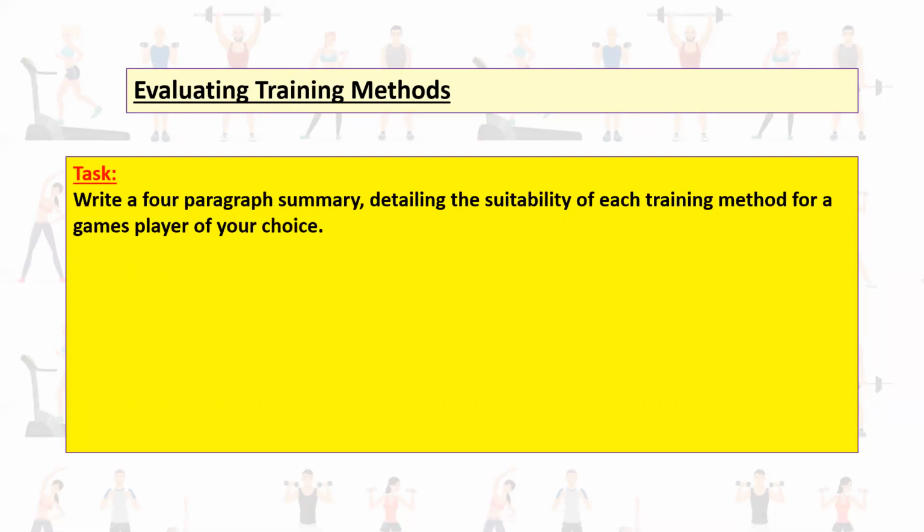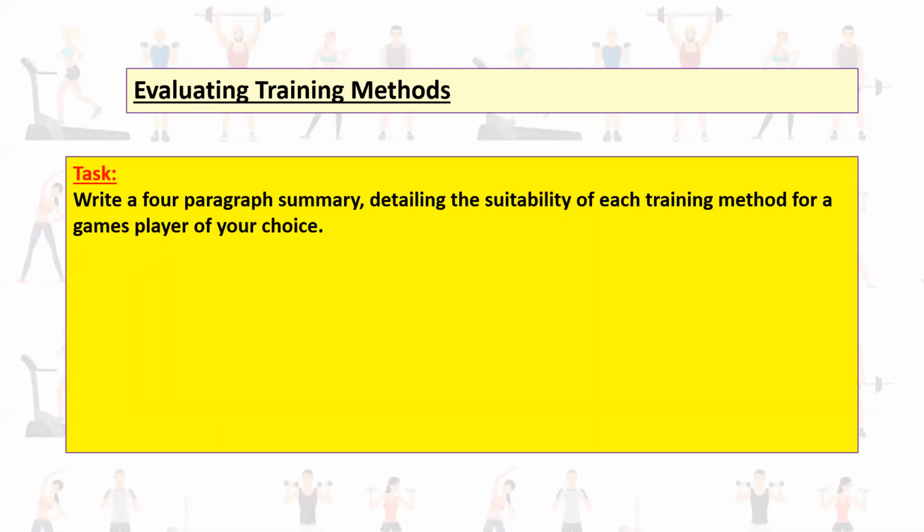Now, I don't mind if you want to stick to the same games player, so for instance, a footballer all the way through, or periodically you can change the games player, so you could focus on a rugby player, a netball player, a basketball player, a football player, a tennis player, and a cricket player, and you could focus on that.